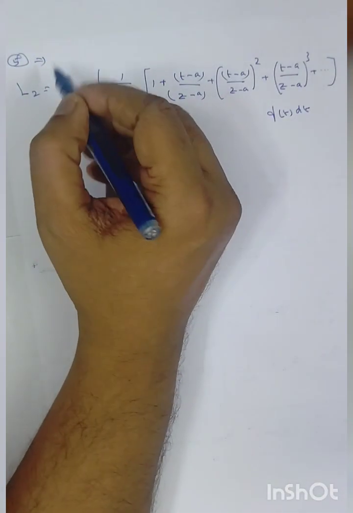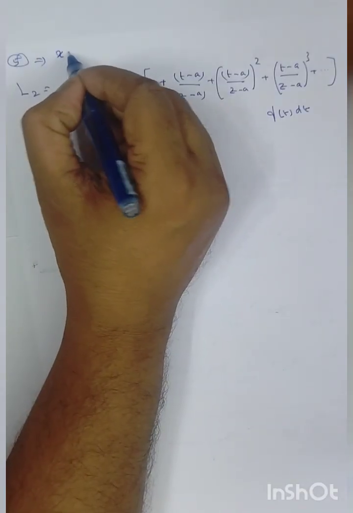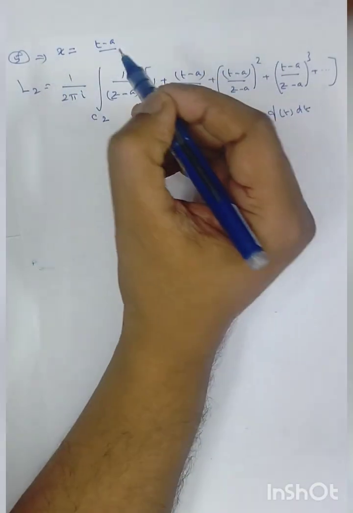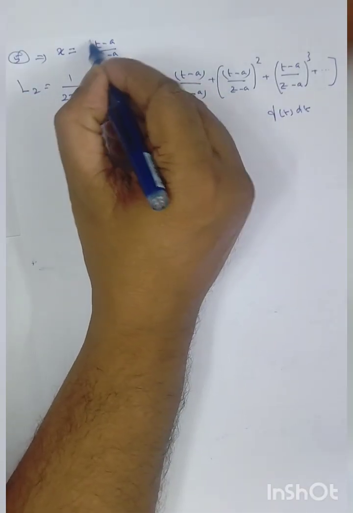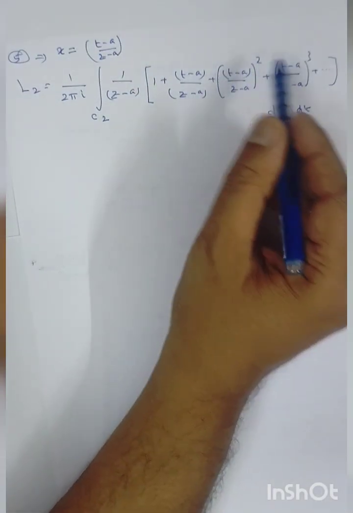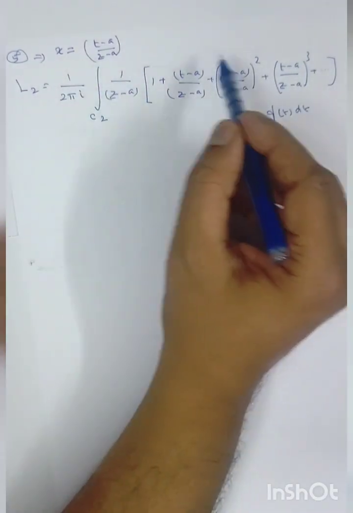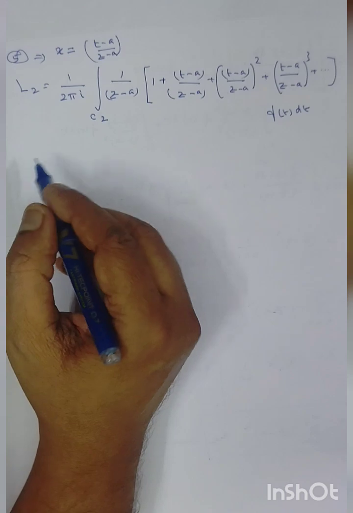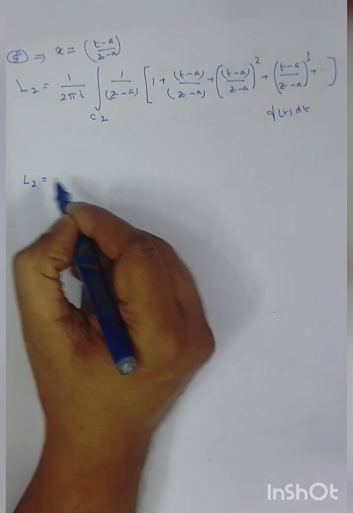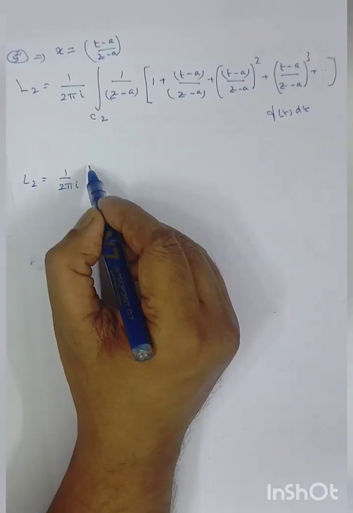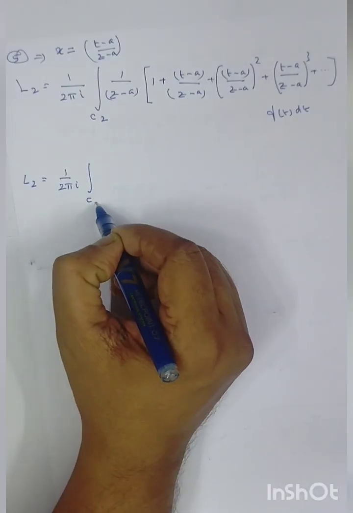Here in equation L2, the x value should be t minus a divided by z minus a. That is why you are expanding instead of x. This is x square, this is x cube. So, by applying the binomial theorem, we are expanding this. So, L2 is equal to now 1 by 2 pi i. Same procedure what I did for C1.